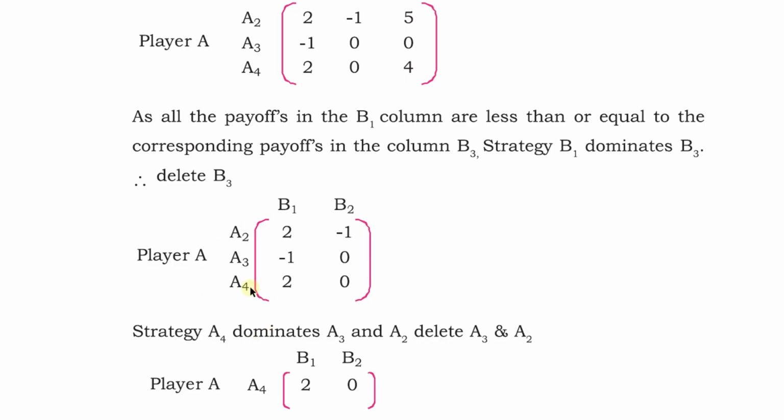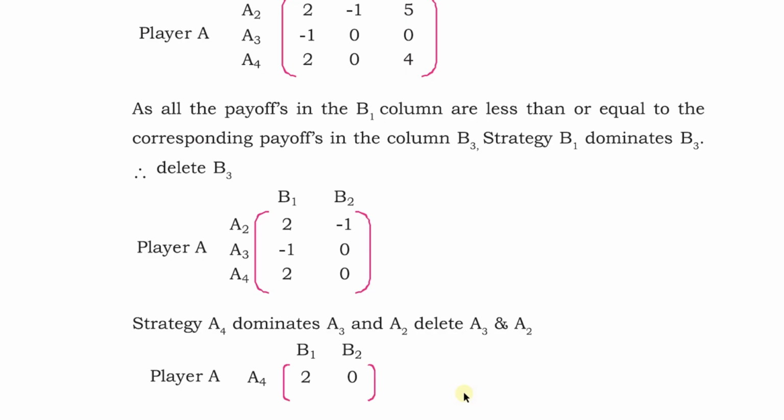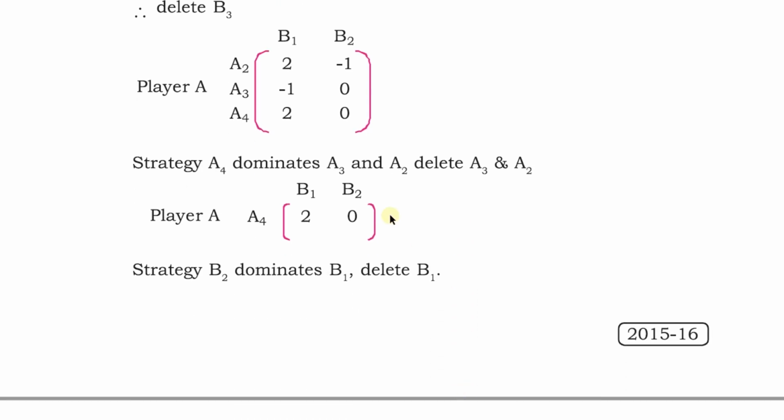Now let us check again if a4 can dominate a2 as well. So 2 is equal to 2, which is according to the condition. 0 is greater than minus 1, so one number is greater here. So a4 also dominates a2. Therefore strategy a4 dominates a3 and a2. Hence we delete a2 and a3. Now last what remains here is only a4, b1 and b2.